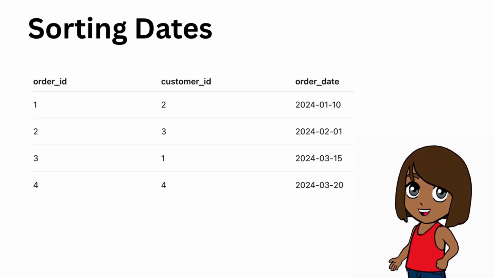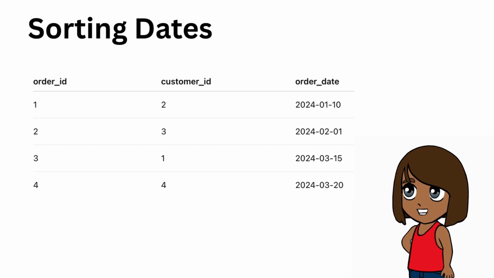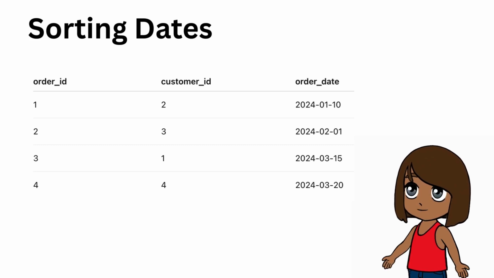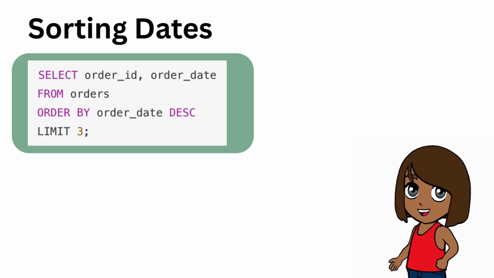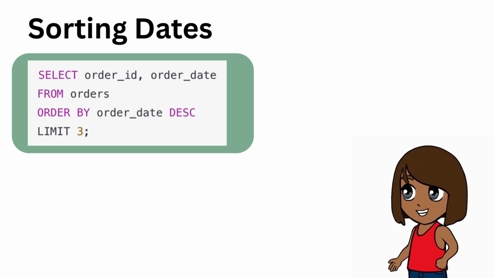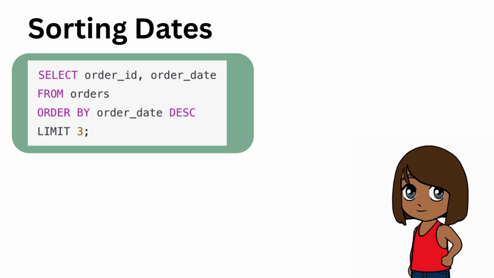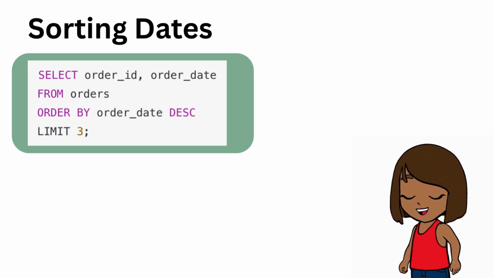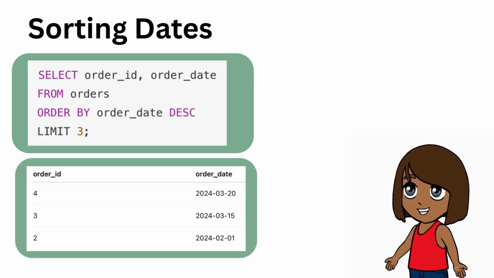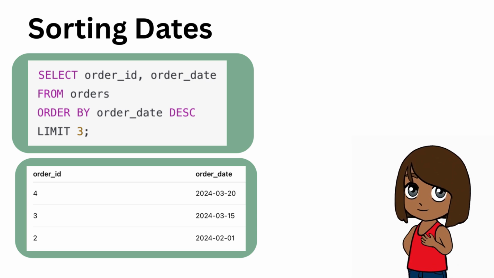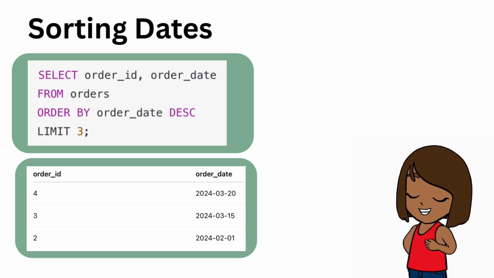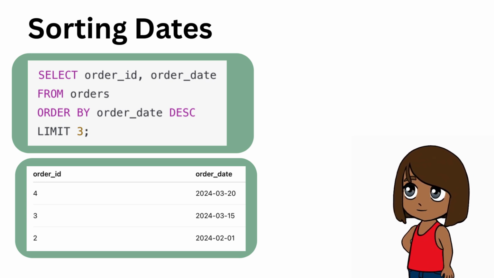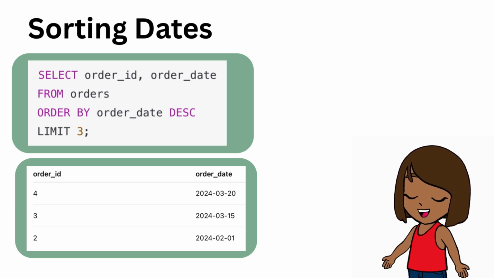Now let's say we have an orders table. If we want the 3 most recent orders, we can query select order ID and order date from orders, order by order date descending, and limit 3. Because dates increase over time, descending gives us the newest dates first. This is extremely common in dashboards, activity feeds, and transaction histories.